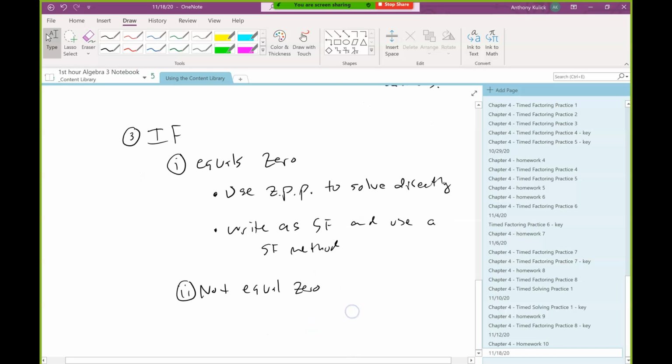If that intercept form is not equal to 0, we can't make it equal to 0 and still keep it in intercept form. So in that case, you'd be stuck FOILing things out to get it into standard form and then using a standard form method.